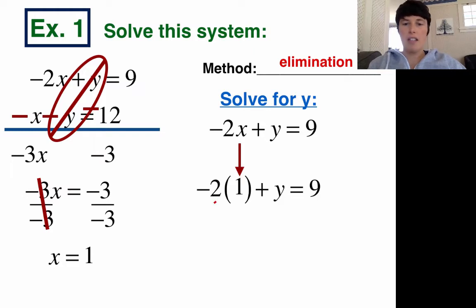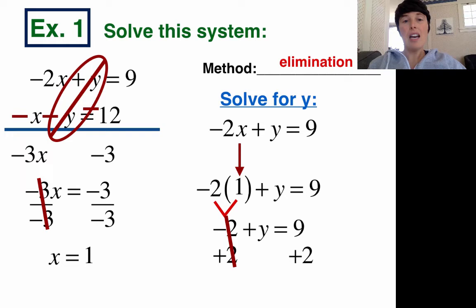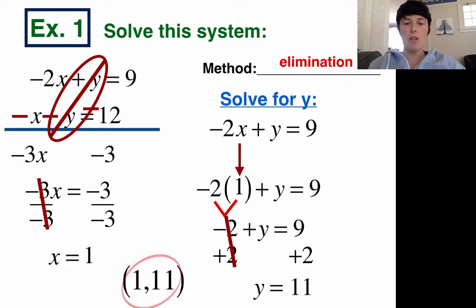All right, let's do some math here. Negative 2 times 1, well, that's negative 2 plus y equals 9. Let's just add the 2 over and we'll have our solution. Y is going to equal 9 plus 2. 9 plus 2 is 11. There is our other answer. So now we know if I was to make a graph and graph these lines, they're going to cross at 1 and 11. That's the x and the y coordinate, and that is our solution.